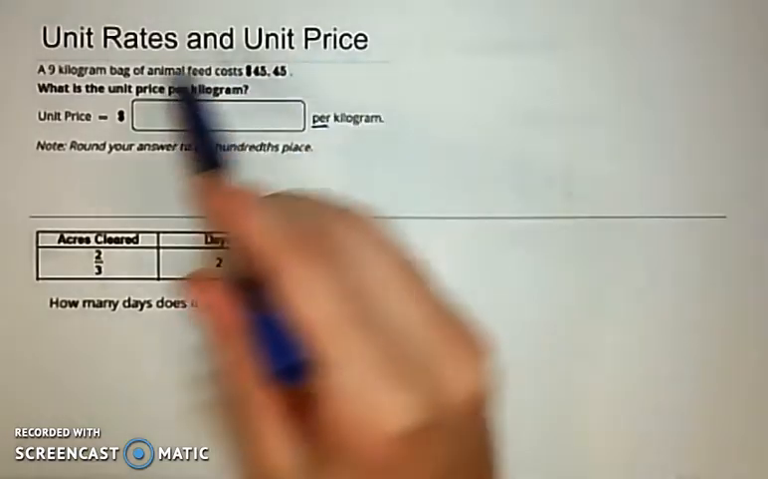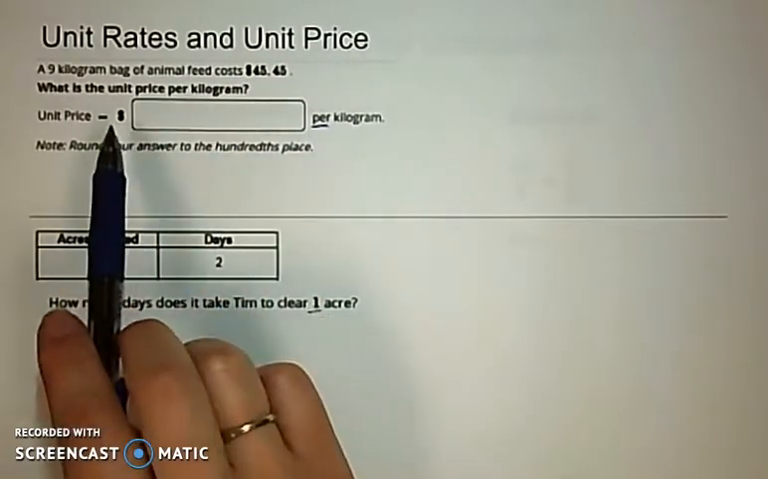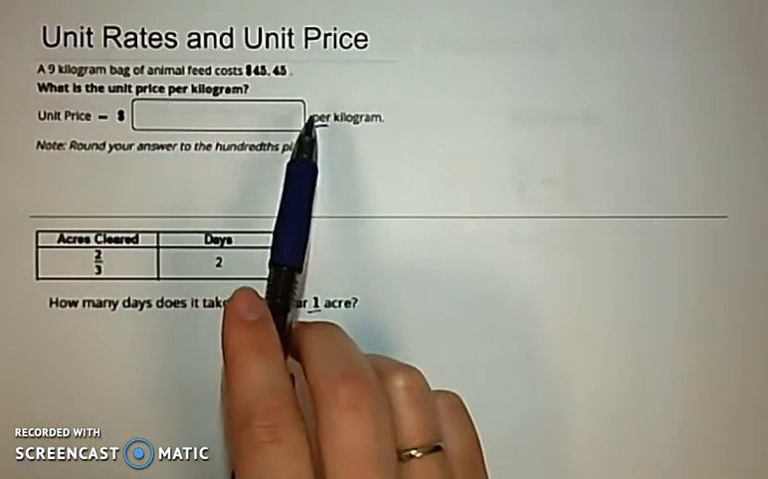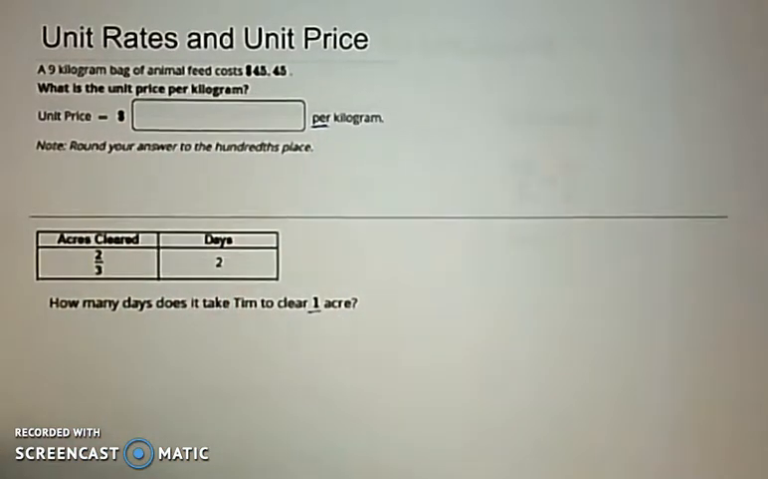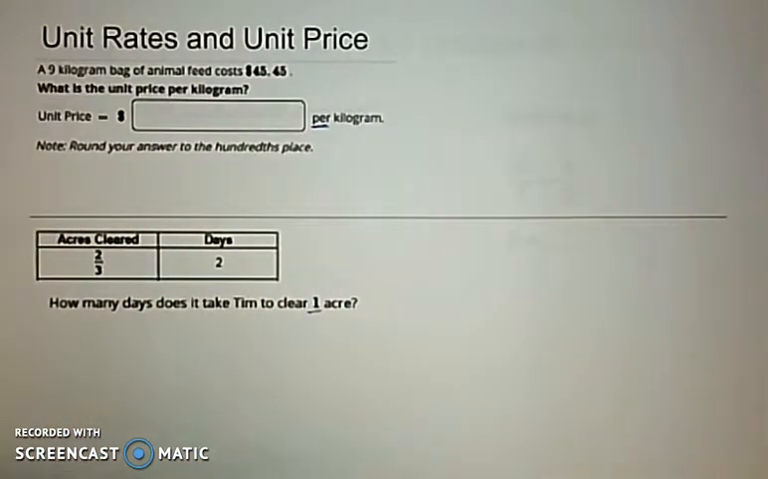So if we look at this problem, I haven't even read it yet, and I can see this word per, and I know that I've got money per kilograms, and that per kind of means divide. So I know that I want to take my money amount and I want to divide it by my kilogram amount. So let's go ahead and read it. The first one says, a 9-kilogram bag of animal feed costs $45.45. What is the unit price per kilogram?